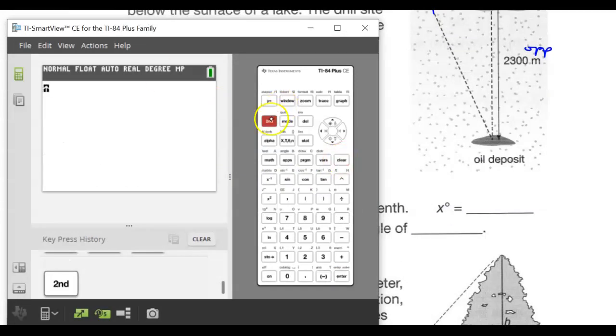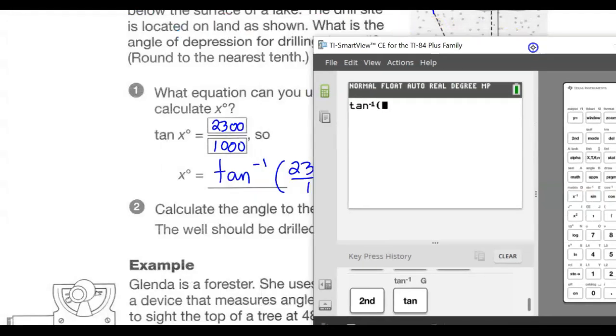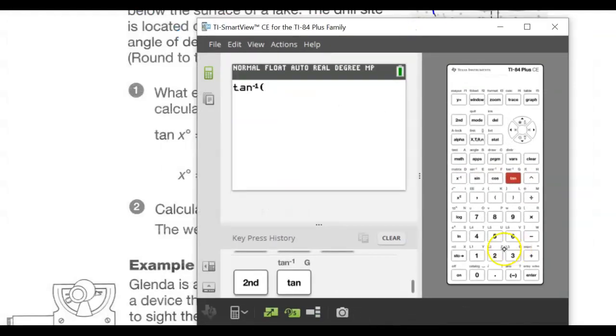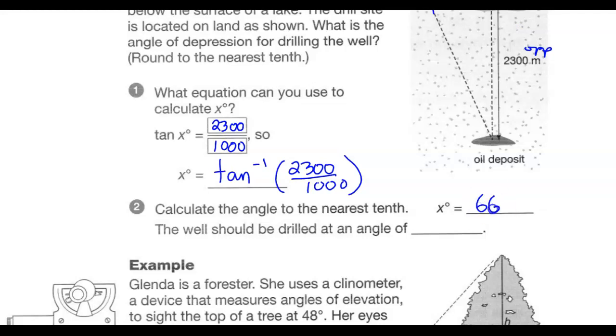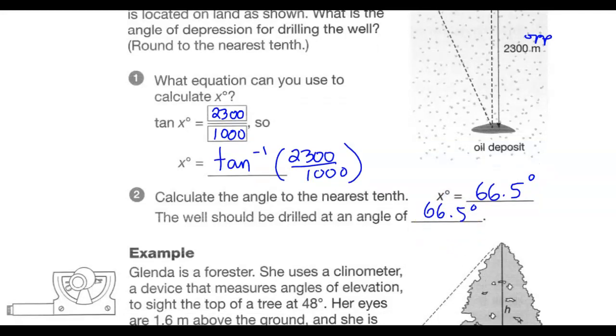So second key, tan key, 2300 divided by 1000 is 66.5. And that'll be degrees. Okay, so 66.5 degrees.